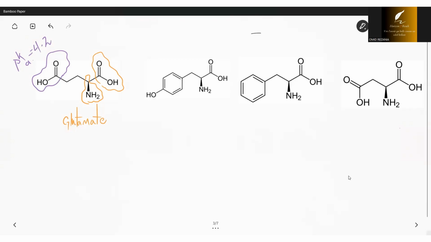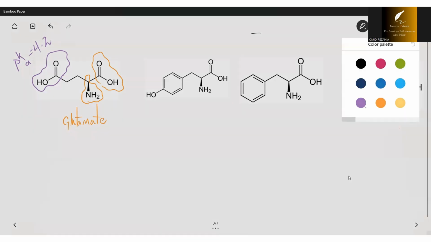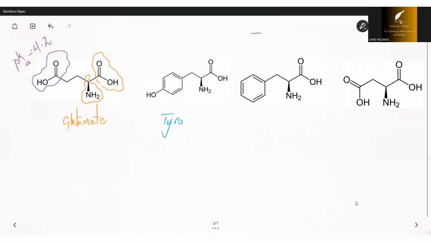I'm just going to look at the other structure which I have. This is another amino acid. We have 21 amino acids, and we look at only 4 of them. Now, the next one is a very popular one, which is tyrosine. I'm just going to write that tyrosine. You showed it by Y in that chart.